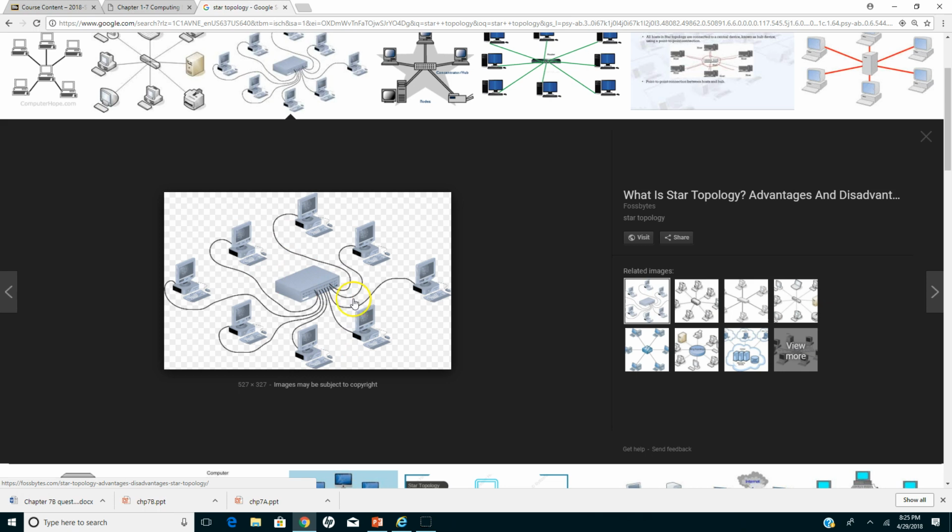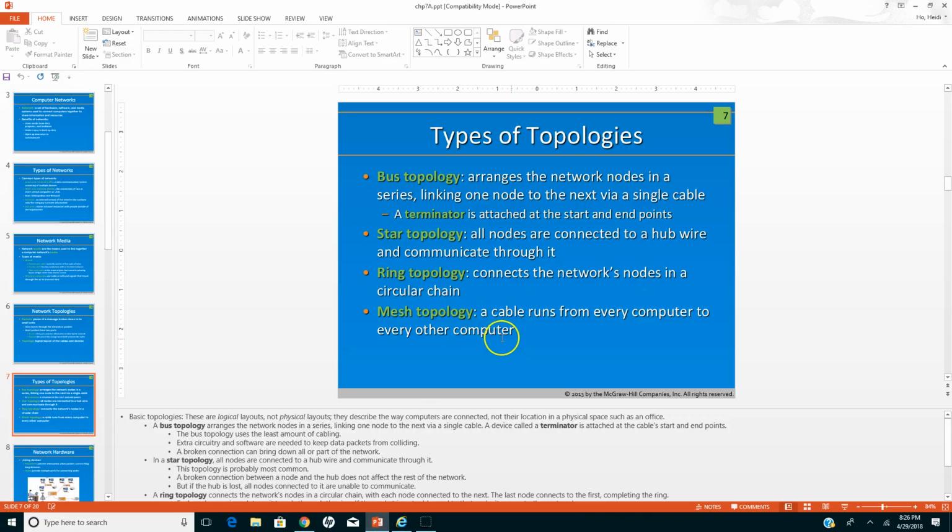So this is probably the ideal one. The ideal topology to set up in a network is called star topology. Then we have a ring topology. Ring topology connects the network nodes in a circular chain.